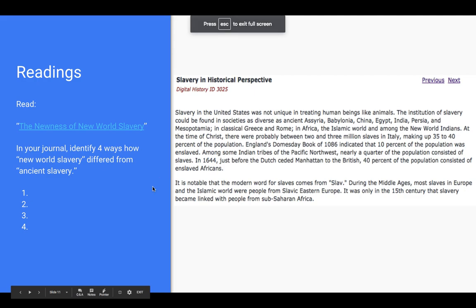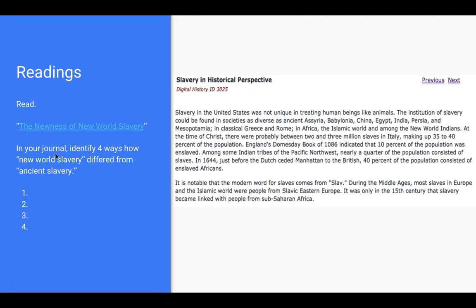So, now in your journal, and hopefully you were doing this all along, you can always go back and look at the article, just rewind a little bit. What are 4 ways that New World slavery or slavery in the Americas differed from ancient slavery? Write those 4 differences with details in your journal. Pause now.